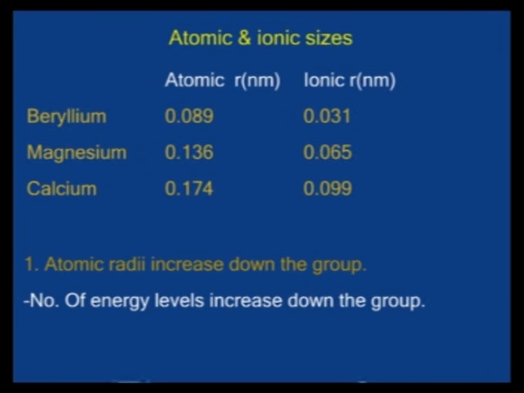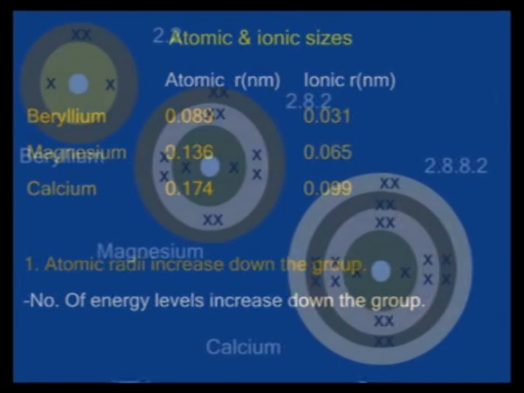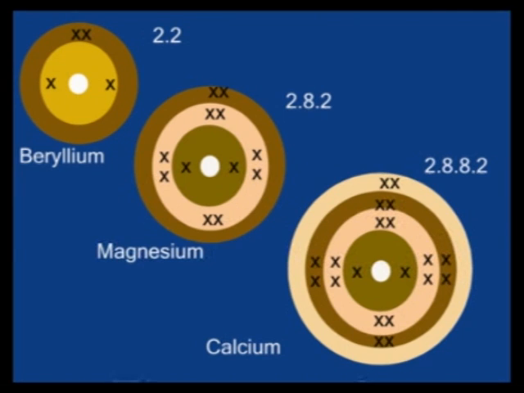Beryllium has 2 energy levels, magnesium has 3, and calcium has 4. If you look at these diagrams illustrating the 3 atoms, you will see an additional energy level as you go down the group that ultimately results in increased atomic radii.